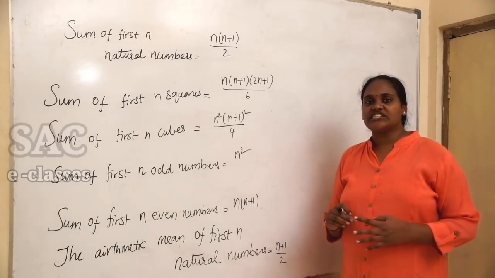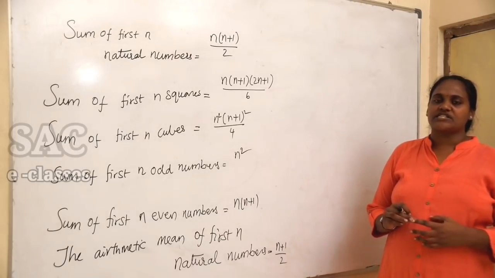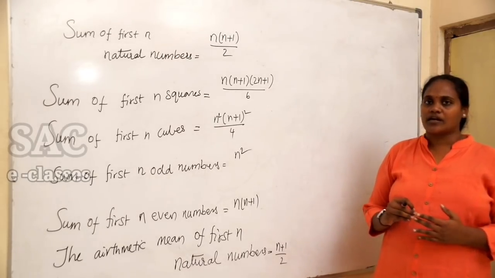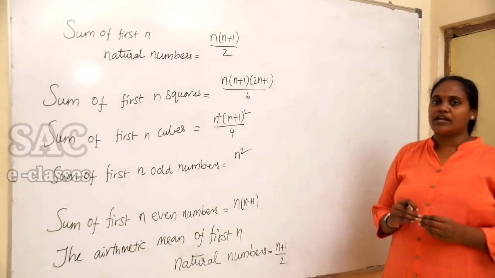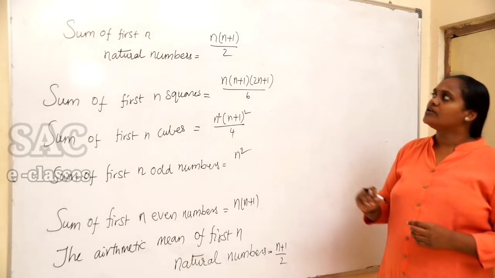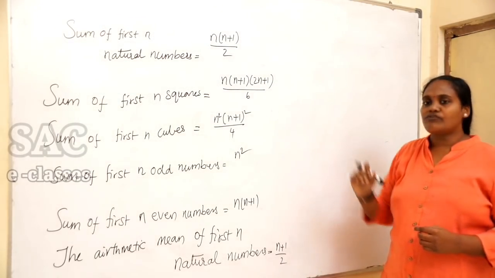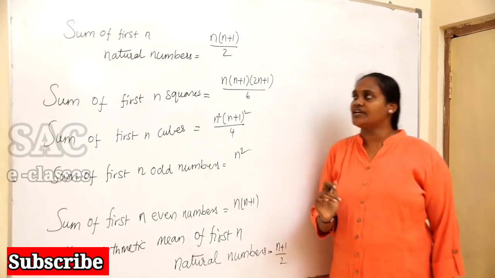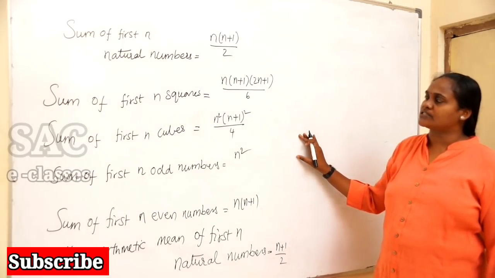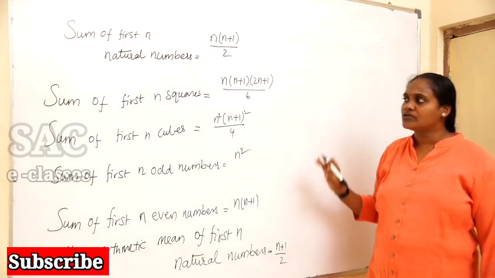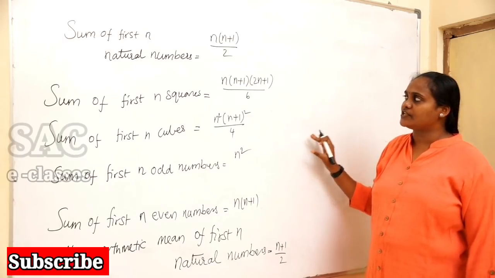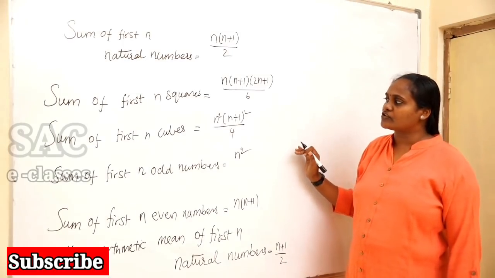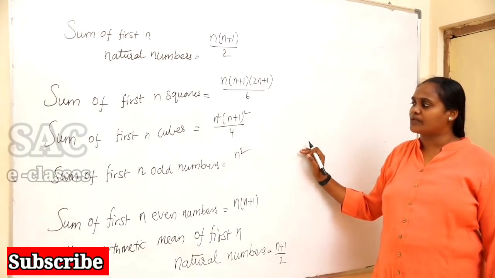Here, we are discussing another topic in the number system which is relevant to the PYQs of SSC Tier 1, RRB, Constable and SI type of examinations. I have listed out the formulas we require for solving this kind of sum of numbers. First, the sum of the first n natural numbers is n into (n plus 1) by 2. The sum of the first n squares is n into (n plus 1) into (2n plus 1) by 6. And the sum of the first n cubes is n square into (n plus 1) whole square by 4.